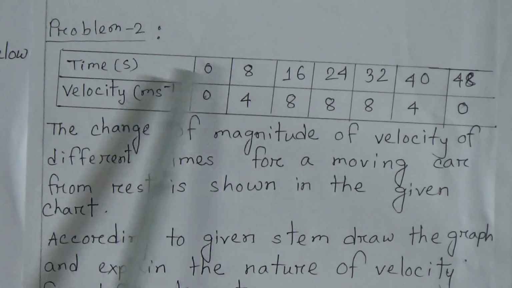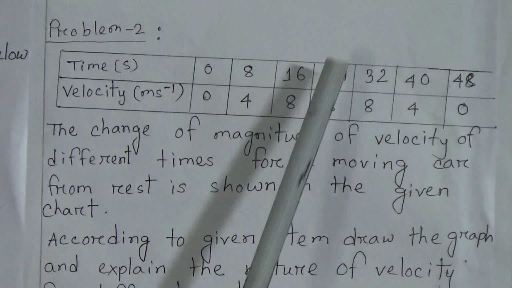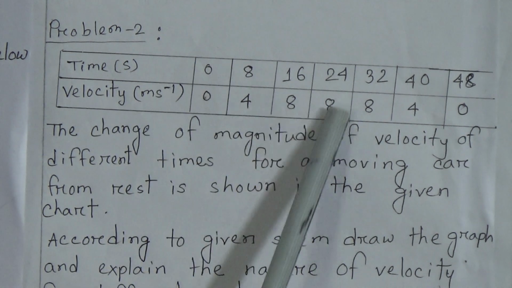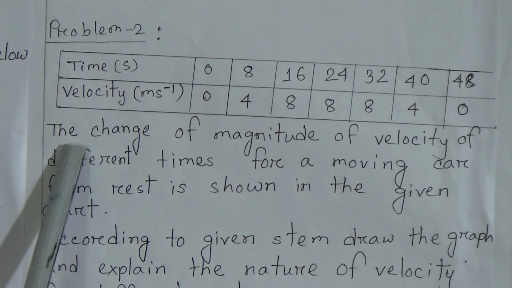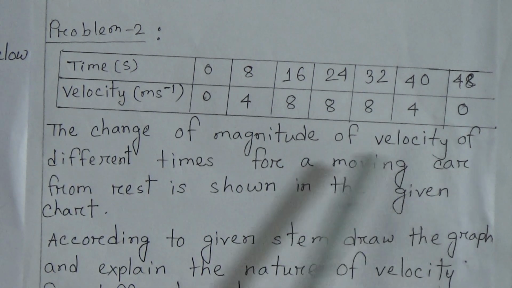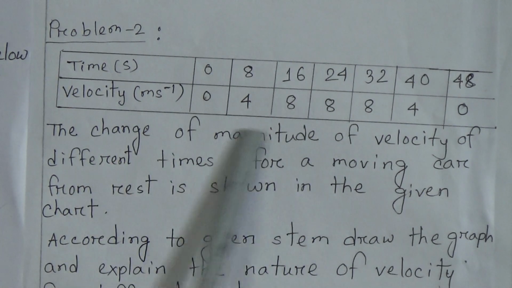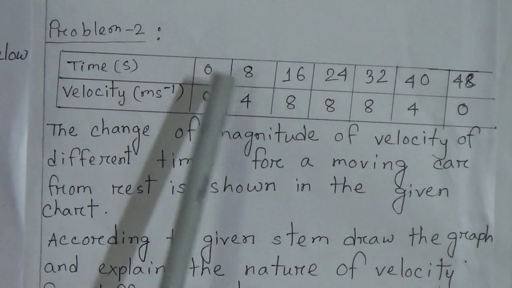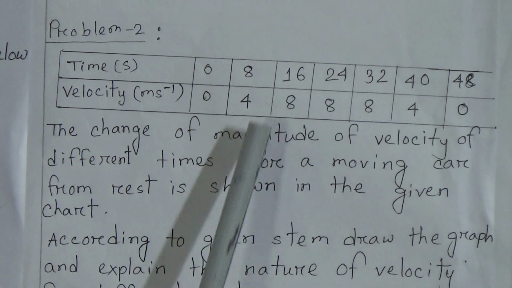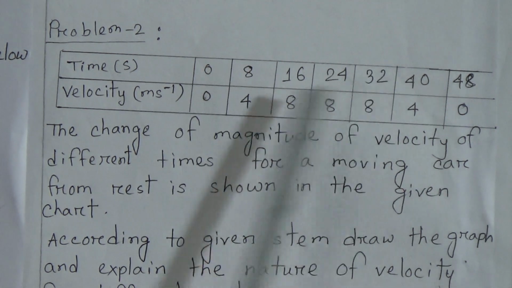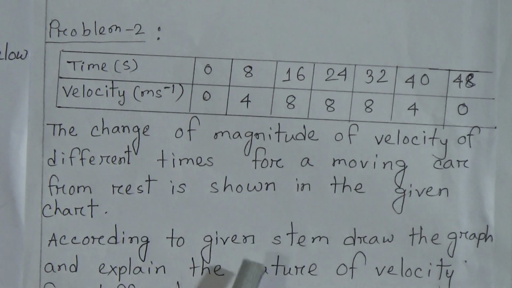Now problem number 2. Here also a box is given. Time is given as 0, 8, 16, 24, 32, 40 and 48, and velocity is also given as 0, 4, 8, 8, 8, 4, 0. See the question. The change of magnitude of velocity at different times for a moving car from rest is shown in the given chart. According to the given stem, draw the graph and explain the nature of the velocity of different parts.